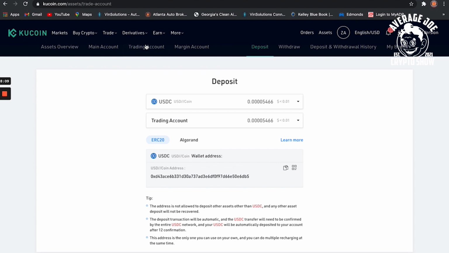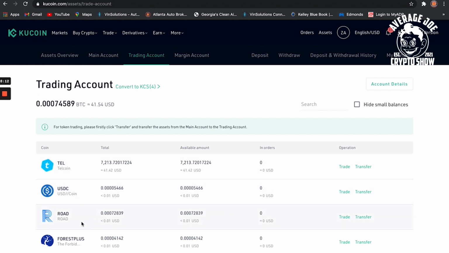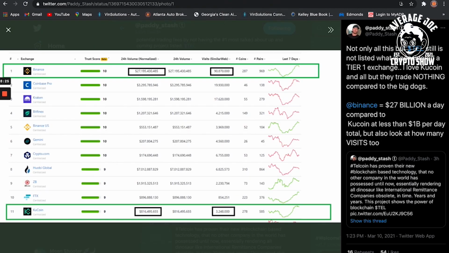So we're going to go back to the trading account, and we're just going to wait for that USDC to hit, all right? In the meantime, okay, we'll have a brief intermission, okay? And the intermission might not last until the USDC actually hits, but it's a good brief intermission, all right? So we're going to go over to Twitter, all right? And we're going to head over to my guy, Patty Stash.